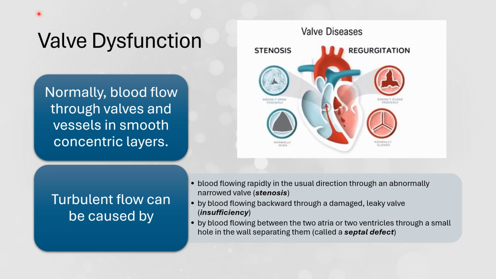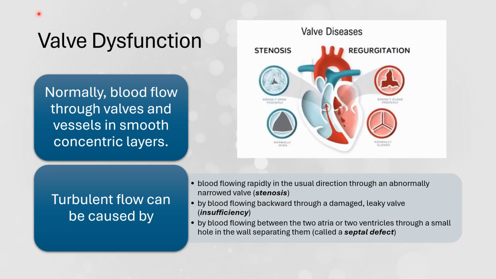So another issue with blood flow within the heart is going to be a valve dysfunction. Normally blood flow through the valves is very smooth, very concentric when you're listening to them. What you're going to hear with somebody that has a valve dysfunction is turbulent flow. So it might show stenosis, a narrowed valve, and that can be from calcium buildup or fatty buildup on the valve itself, so that blood is not going the direction that it's supposed to go in an efficient manner.